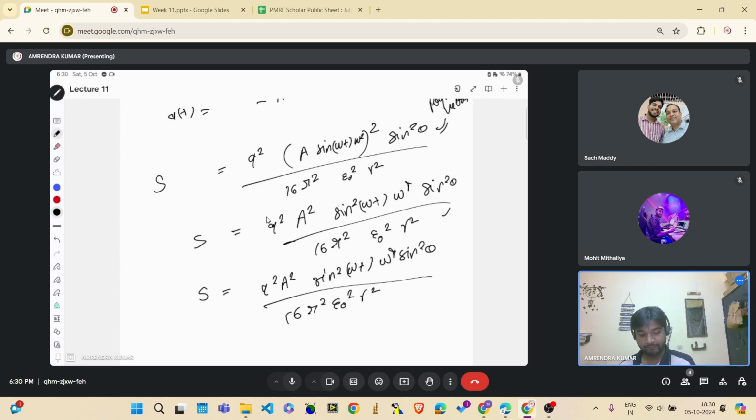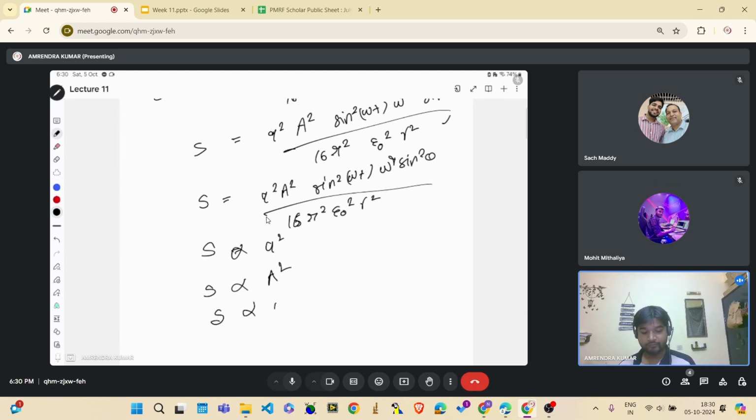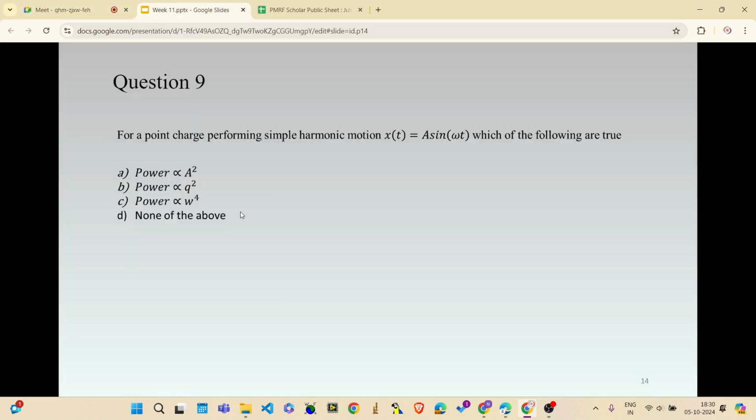Now what we can see is that S is proportional to q square, that we already know. S is proportional to the amplitude square of the acceleration, that we know. But you can notice that it's proportional to omega to the power 4 for this small acceleration, like simple harmonic motion with frequency omega. So whatever the charged particle is that is going up and down with omega frequency, the power depends on omega to the power 4.